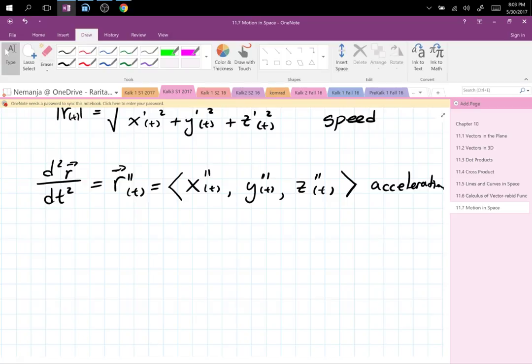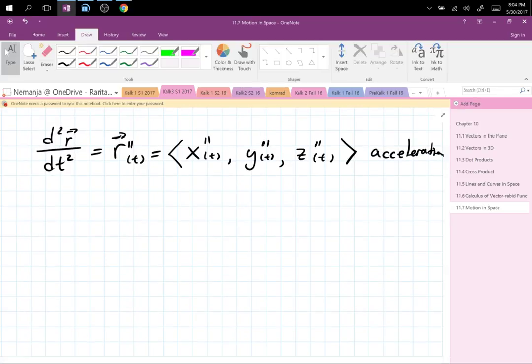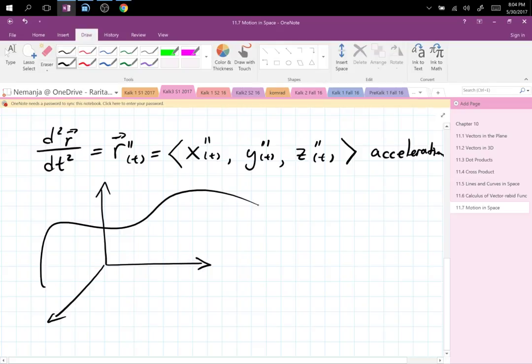So that's the next derivative. It's not discussed here, but you might run into it in your physics textbook. Now, talking about the graph again, I'm going to put some kind of path over there.